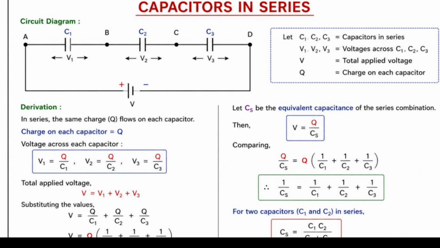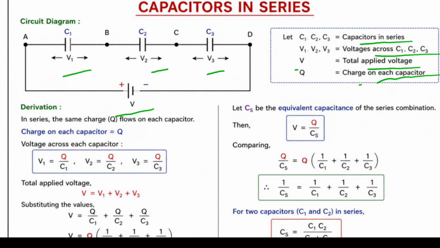Capacitors are in series, and voltage is given. A to B, B to C, C to D are nodes. This is the voltage: A to B is V1, then V2 and V3. C1, C2, C3 are the capacitors in series. V1, V2, V3 are the voltages across C1, C2, C3. V is the total applied voltage and Q is the charge on each capacitor.